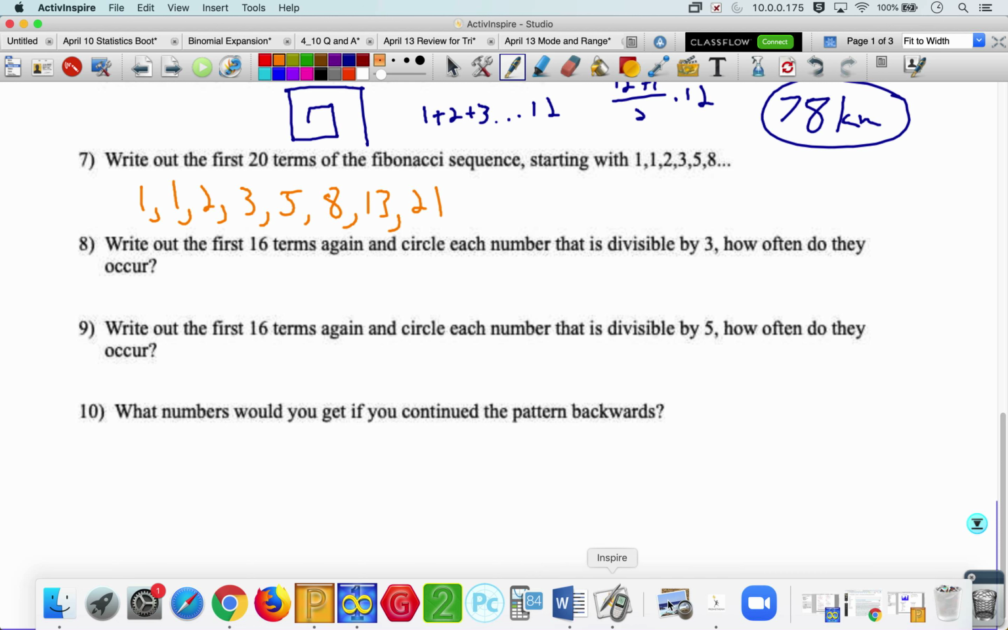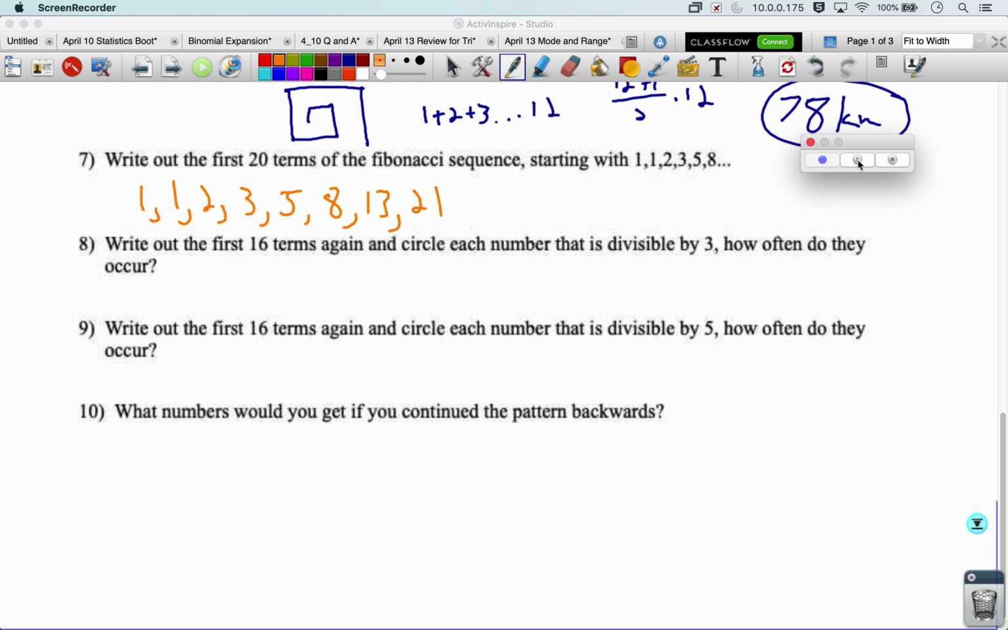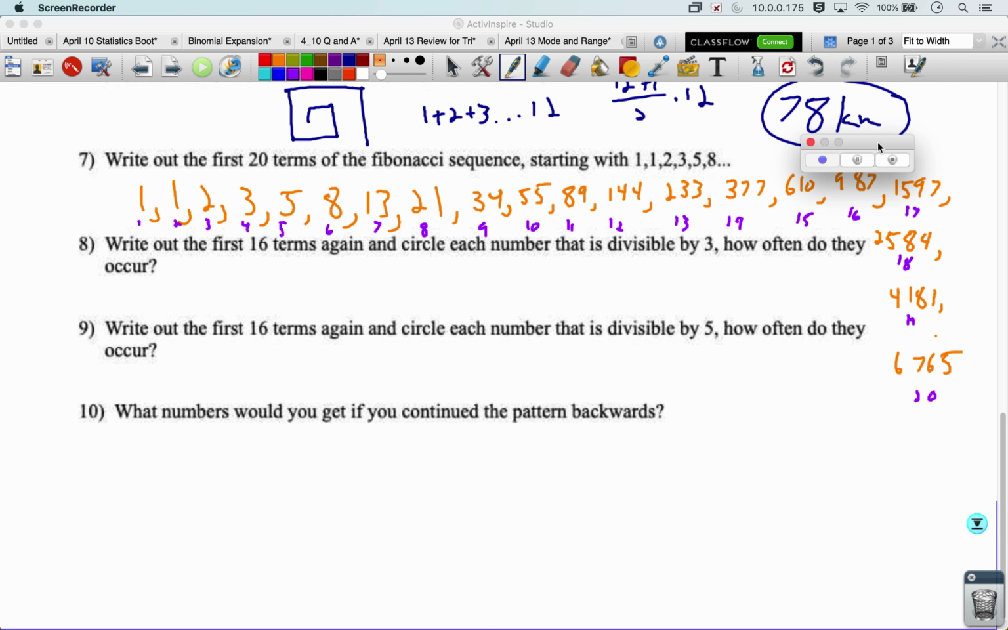Here I'll pause again and I'll write it all the way out to the 20th. You try it on your own. We'll see if they match. All right, you'll know you have done it right if your 20th Fibonacci number is 6,765.